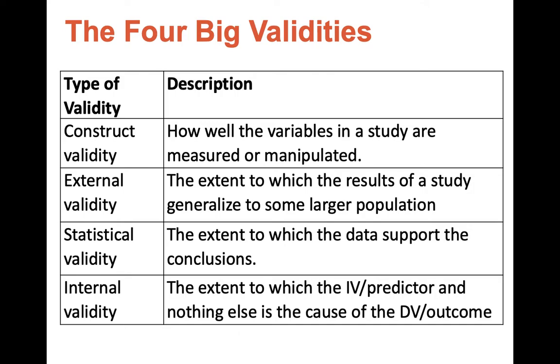Statistical validity speaks to the extent to which the data support the conclusions of the study. Okay, so are the data strong? So it's important to ask questions about the strength of an association between two variables, statistical significance, the probability that the results could have been obtained just by chance, etc. So I'll be going into more detail about that.